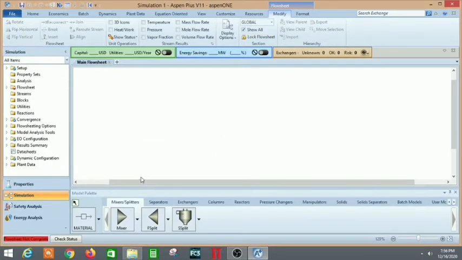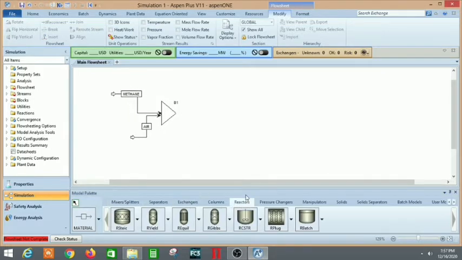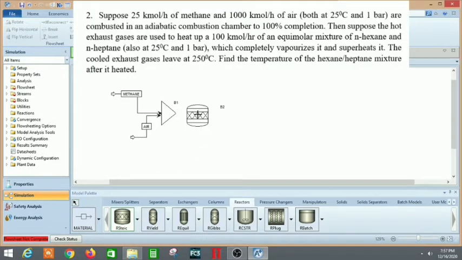Here what we first need to do is mix the air and methane gases. So this is methane and let this be air. When they are mixed, we need to send them to a reactor for combustion. Here we have many reactors, but we must select one that is convenient for this question, that is RStoic, the stoichiometric reactor, because we know the stoichiometry and the completion, that's 100% completion.